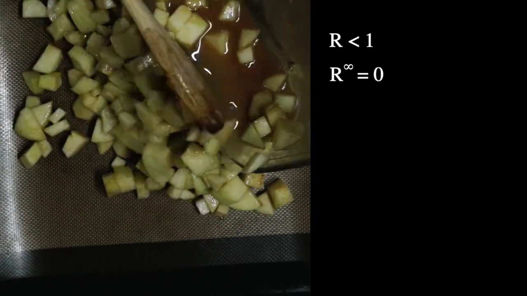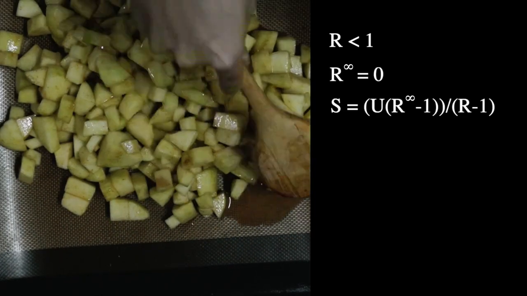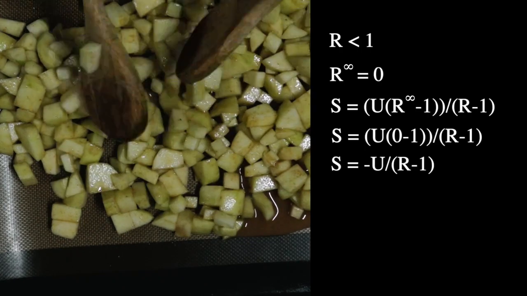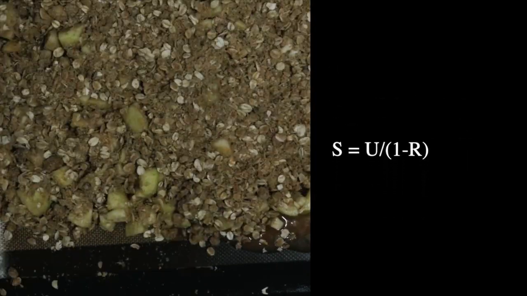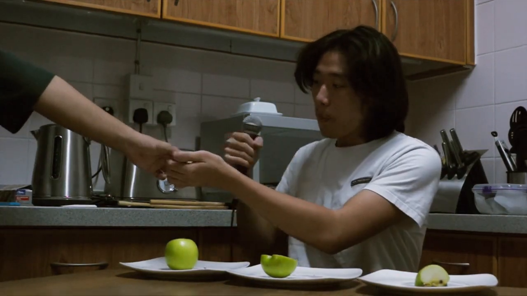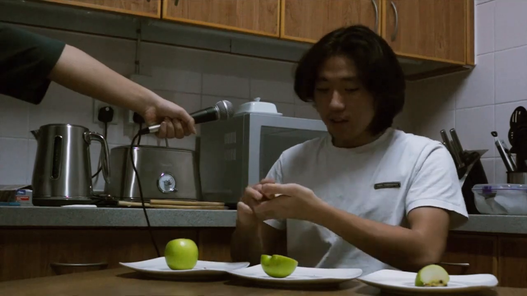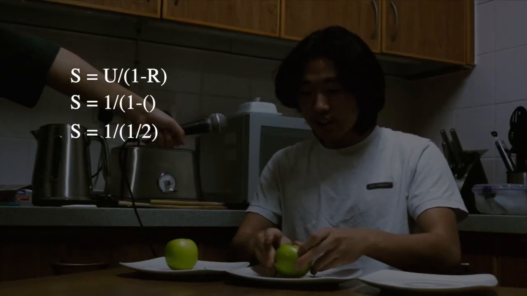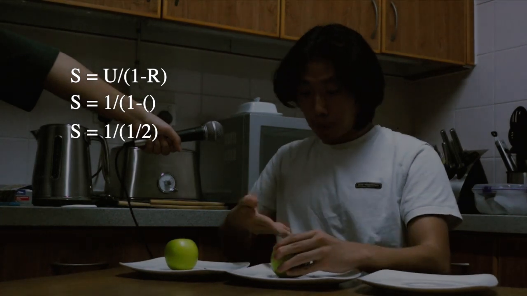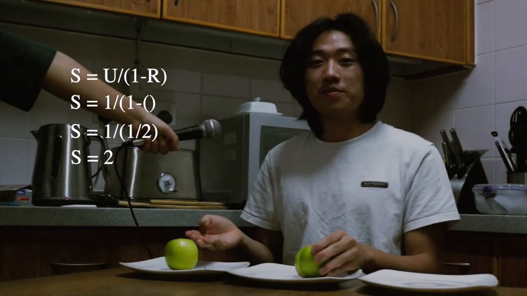If a number below 1 is raised to the infinitieth power, it becomes 0. So let's plug that into the sum formula. We end up getting this new, simpler formula. Let's try this formula out on this apple problem. As we can see, the sum to infinity of this particular sequence is a nice, concise 2 apples.